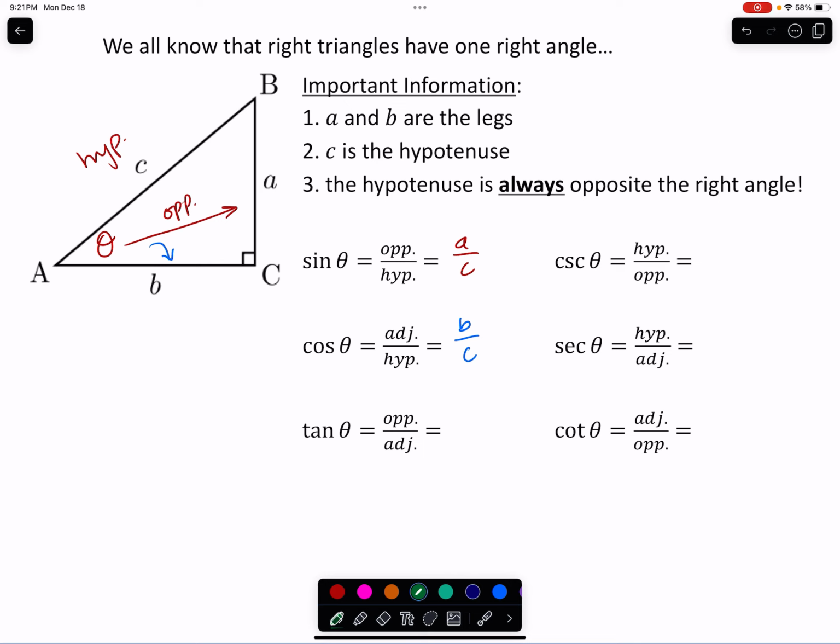The tangent, so this is the adjacent side. The tangent is just the side opposite, right? So this side opposite divided by this side adjacent, so it's A divided by B.